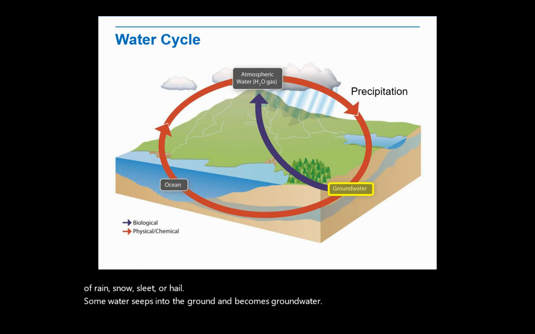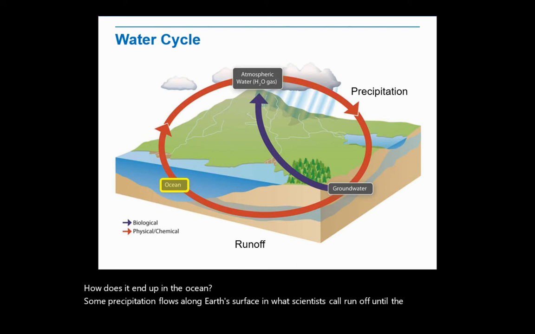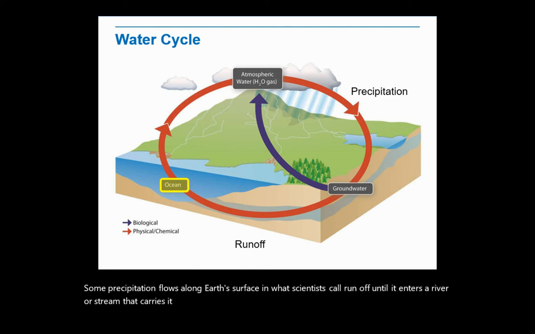So, if water seeps into the ground and becomes groundwater, how does it end up in the ocean? Some precipitation flows along Earth's surface in what scientists call runoff until it enters a river or stream that carries it to an ocean or lake.